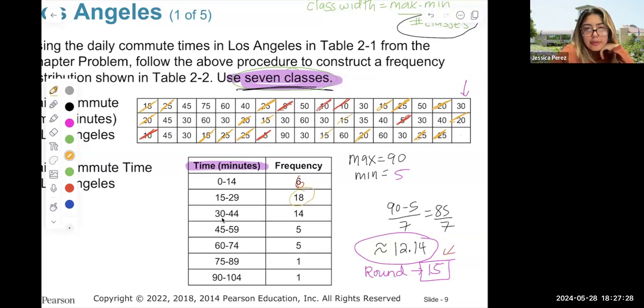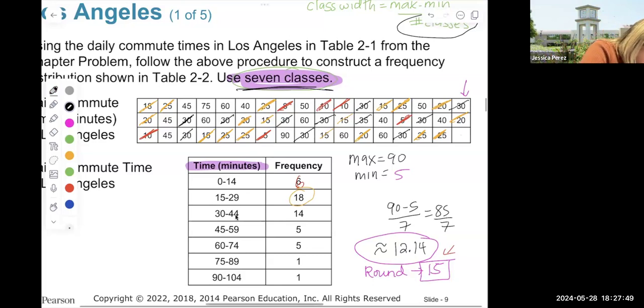And then same for 30 to 44. Well, how many of those do you see? I'm going to use black. So 1 all the way to 44, 2, 3, 4, 5, 6, 7, 8, 9, 10, 11. Let's see. See how they get lost? I see only 11 and it's all the way to 44.